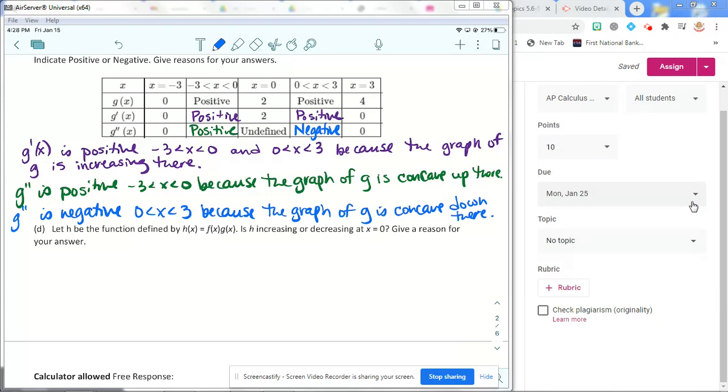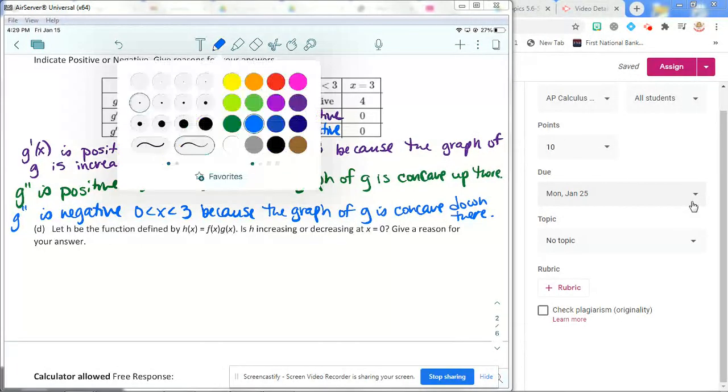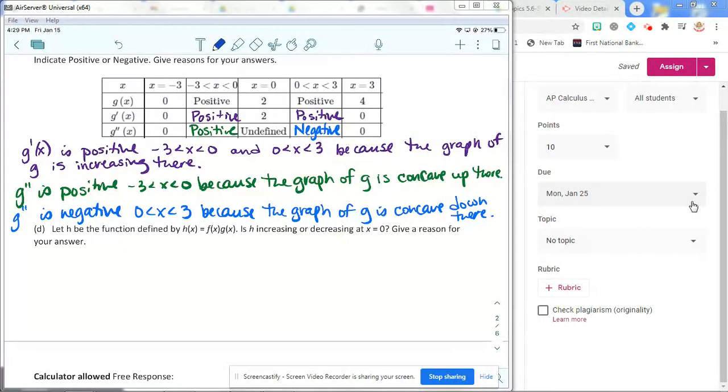All right, and then D is something that we haven't really talked about in a while, so this is a good review question. So H is a brand new function that's found by multiplying f times g. We want to know, is h increasing or decreasing when x is 0, and we want to give a reason. So we need to remember that if we are talking about where a function is increasing or decreasing, we need the first derivative. So we need h prime of x.